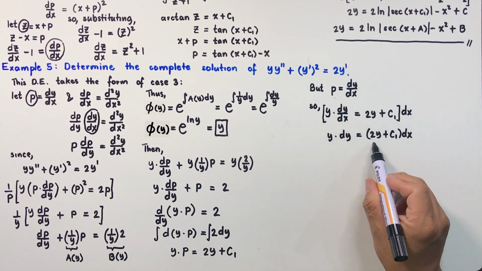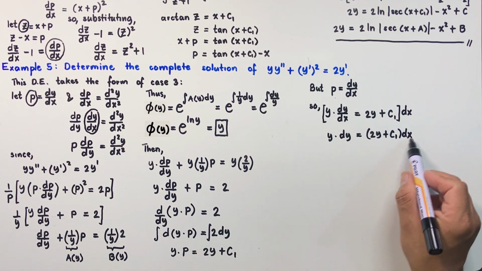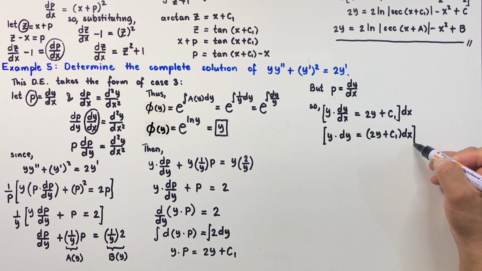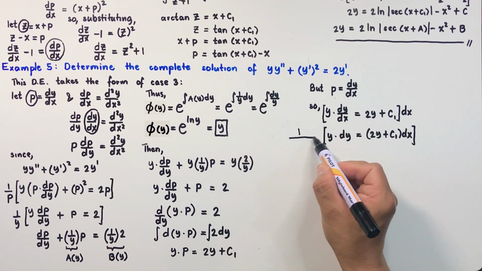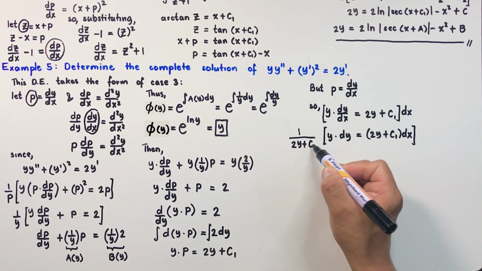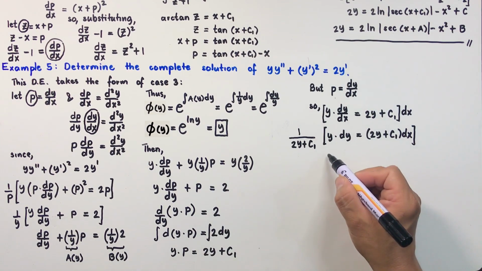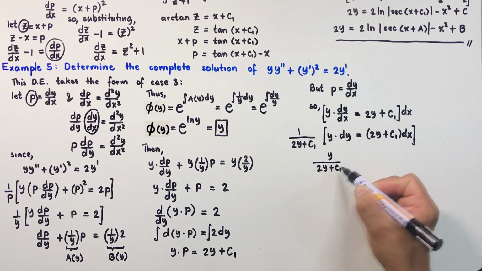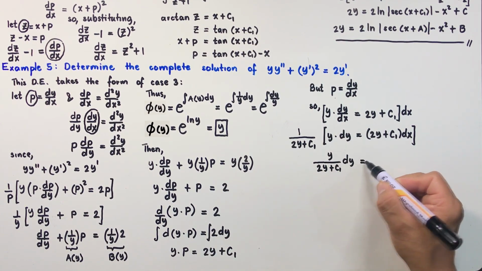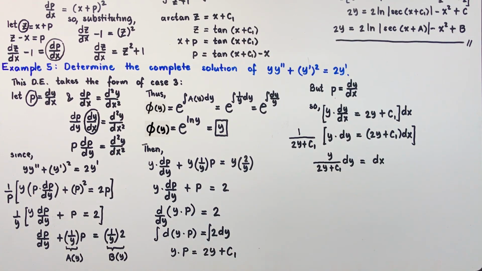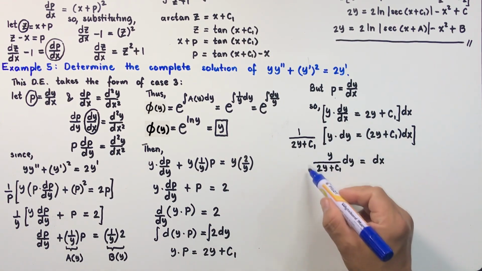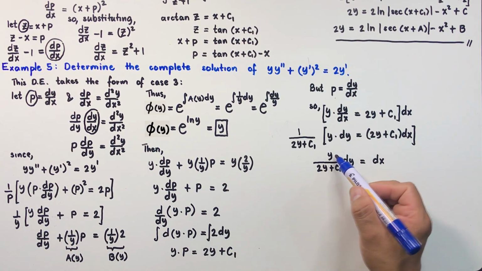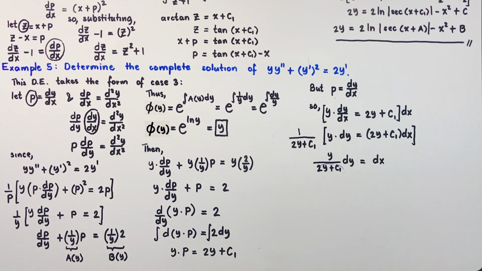And so that we can eliminate this factor of dx, because this is in terms of y, we will multiply both sides of the equation by 1 over 2y plus c sub 1. So we have y over (2y plus c sub 1) dy, which is equal to dx here. Now we notice that this fraction is an improper fraction because the degree of the numerator, which is 1, is the same as the degree of the denominator, which is also 1.